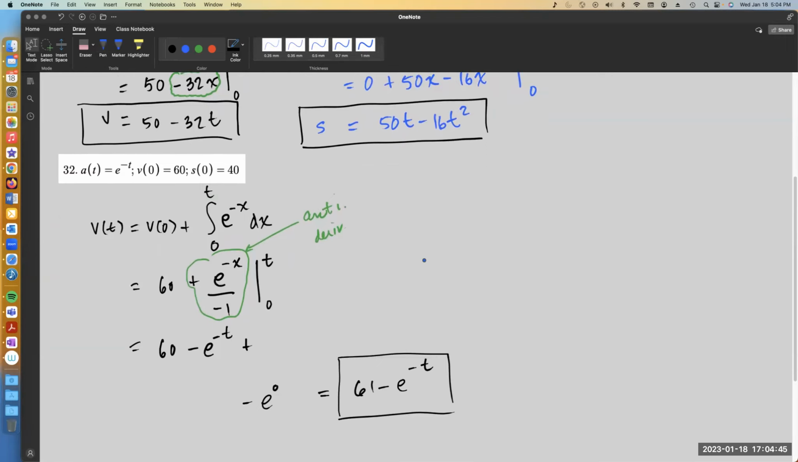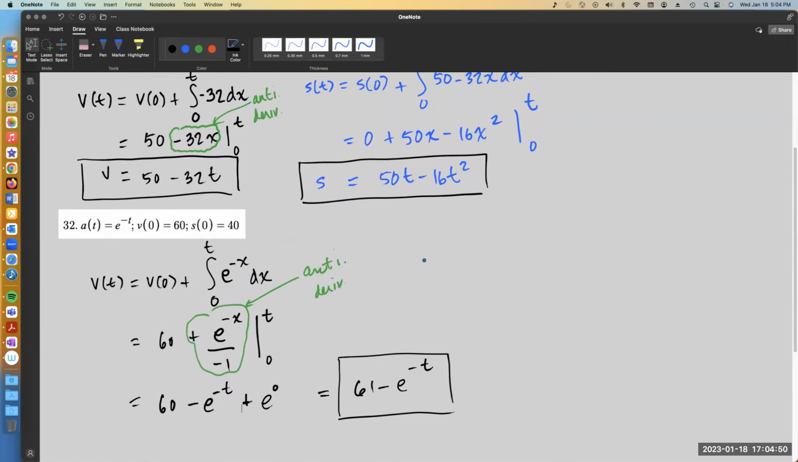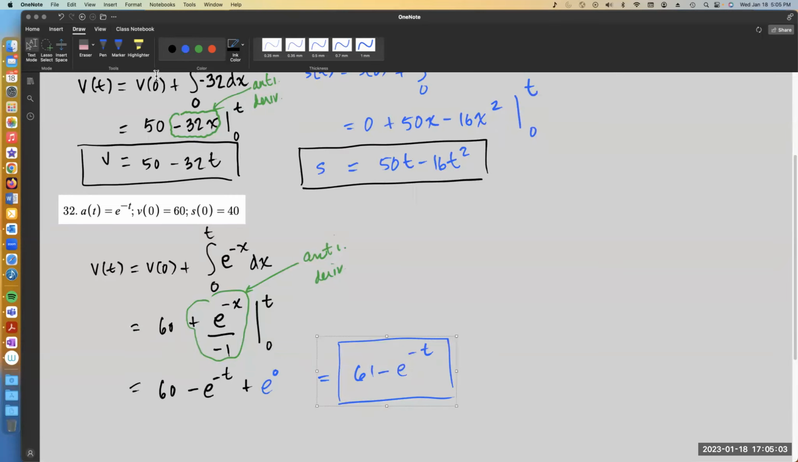When I scroll down. Why did it just change the color of that? Bah, humbug. Okay.